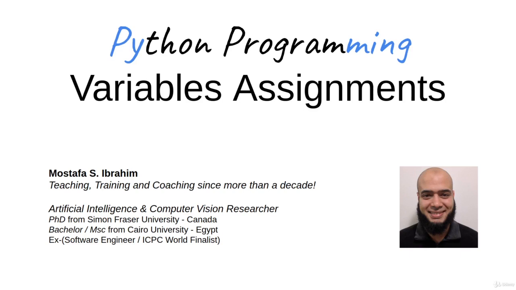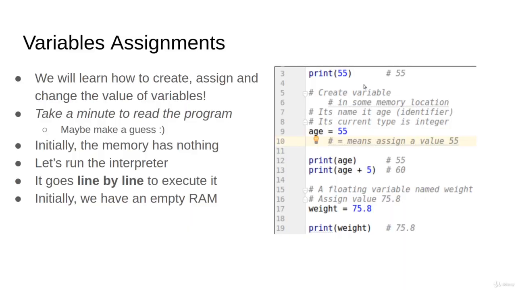Last time we learned about data types and the variables. Today we'll learn more about how to create such variables and how to assign them data types. This is a very simple program. I would like you to stop the video for a minute and just read it line by line, familiarize yourself with it. We will learn today how to create, assign, and change the value of the variables.